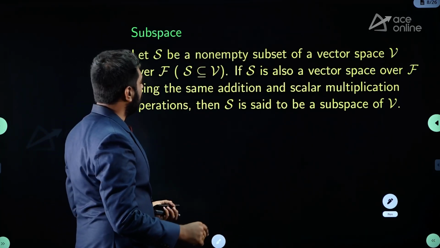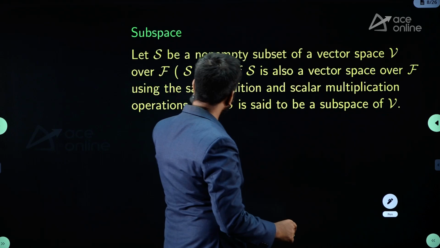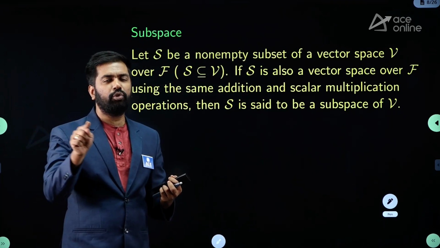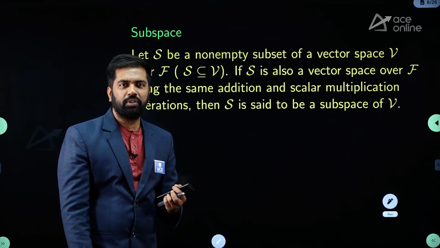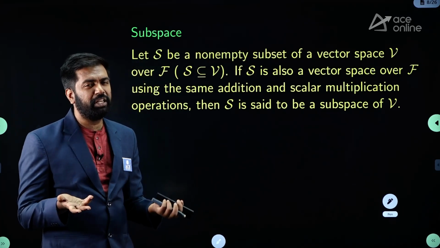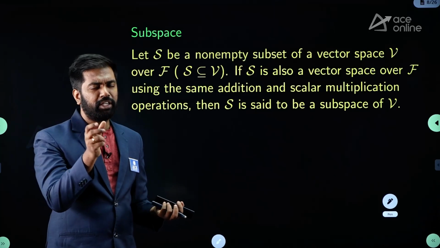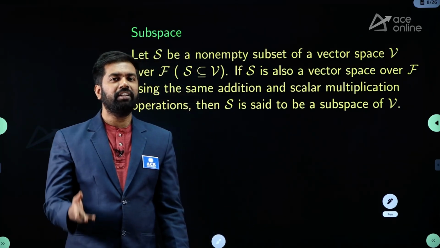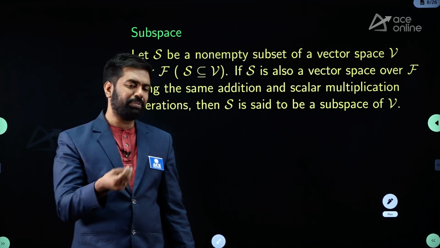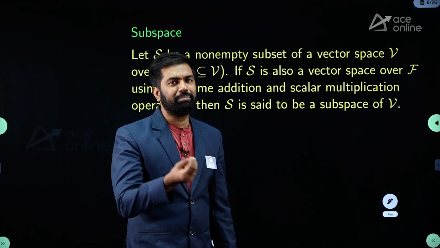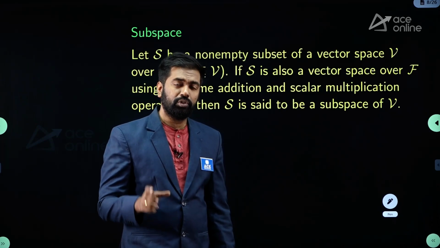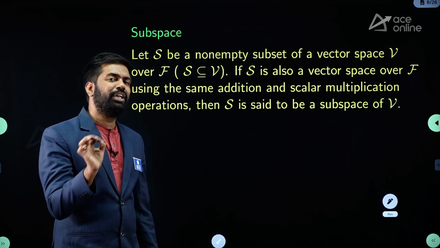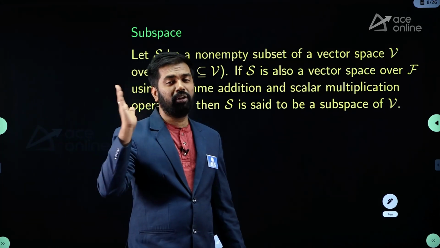If S is also a vector space over F using the same addition and scalar multiplication operations, then S is said to be a subspace. I hope this is very simple. You have a vector space, take a subset of that vector space, and if that subset also satisfies all the properties, then such a subset is called a subspace. So this term is very, very important. A subspace means just a subset of the vector space which also satisfies all the properties.